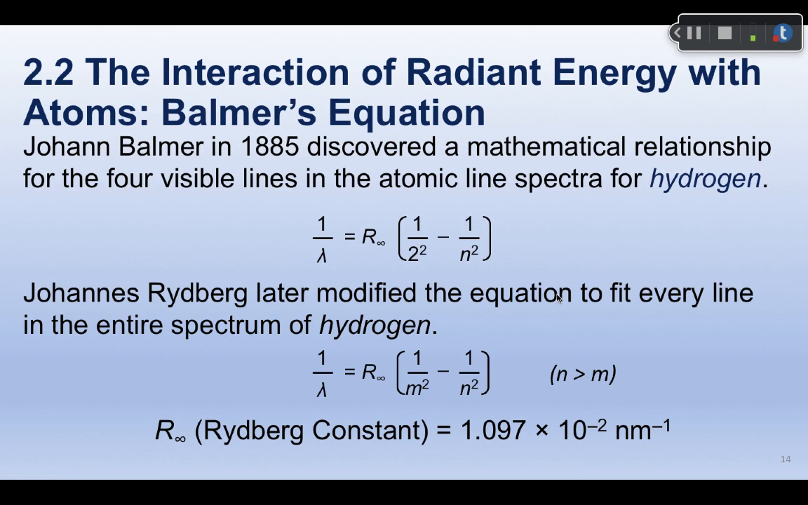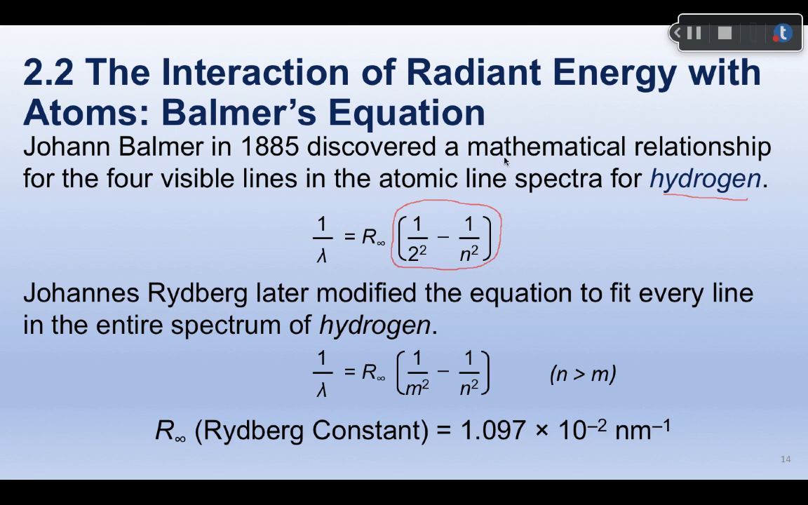So what did Balmer do with this? Johann Balmer in the 1880s figured out a mathematical relationship for the 4 visible lines in the atomic line spectra for hydrogen. He figured out that the reciprocal of the wavelength was equal to a constant times this relationship of 1 over 2 squared minus 1 over n squared. This little term here gives you different values that would come out to fit the line spectrum for hydrogen.